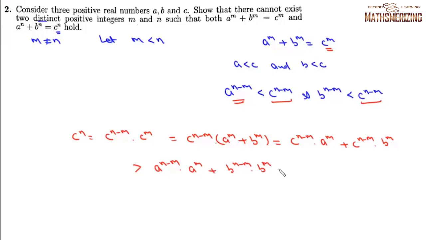Now here it will be equal to a to the power n plus b to the power n. So from here we get this condition that c to the power n will be greater than a to the power n plus b to the power n. That means a to the power n plus b to the power n is not equal to c to the power n. That means these two conditions cannot hold simultaneously.